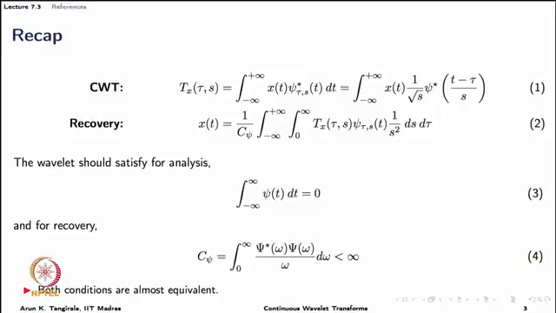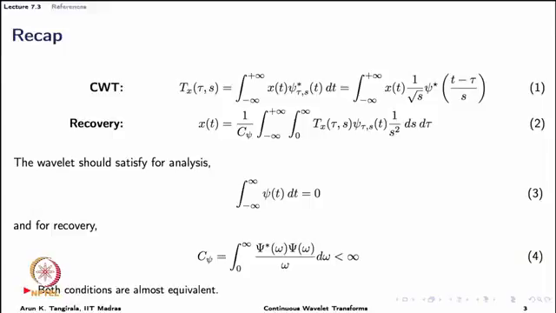And also we had given the expression for synthesis or recovery of the signal, and this recovery is possible only if the wavelet satisfies what is known as an admissibility condition, that is this constant C psi should be less than infinity, it should be bounded, it should be a finite value.